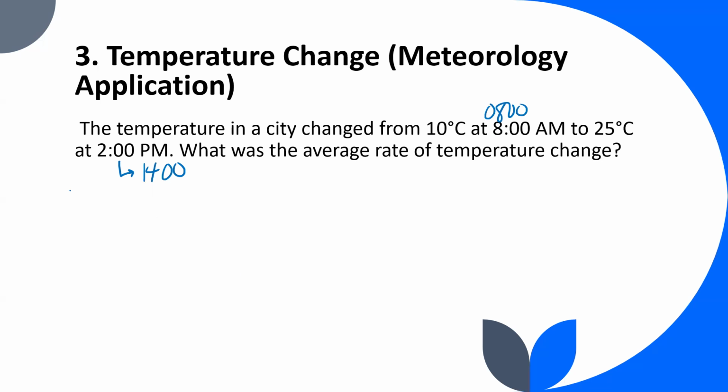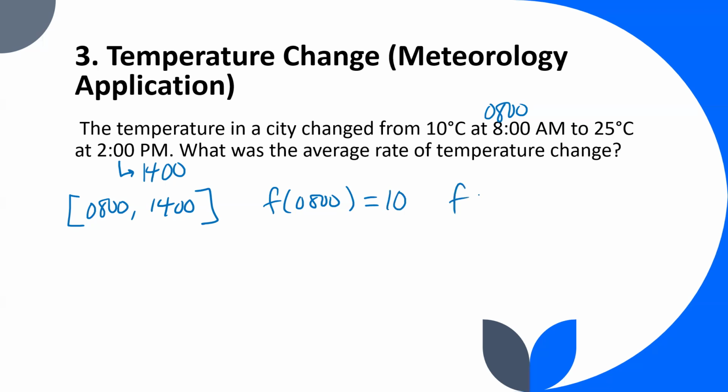Okay. So my interval here is going to be from 0800 to 1400. Because if you're catching on, a lot of times time is going to be our independent variable, right? So that's the interval we're analyzing over. And we know that at 0800, what was it? 10 degrees. And then at 1400, what was our temperature? 25. I now have all the pieces to my A-rock, correct? So now I'm going to calculate what is A-rock.